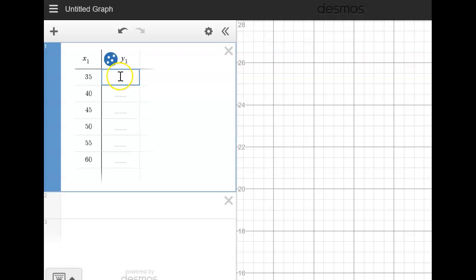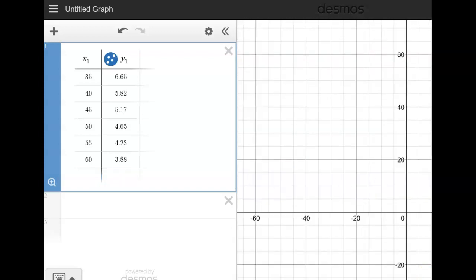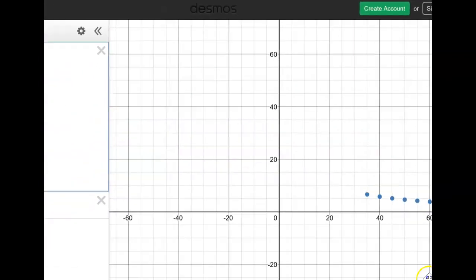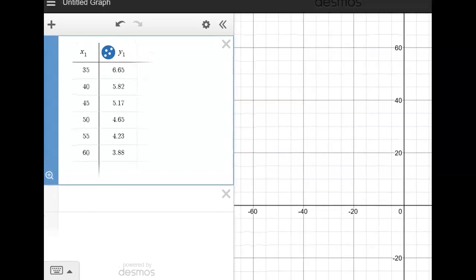Now our output or our Y values, they have to correspond. So according to the table, it's 6.65, 5.82, we've got 5.17, we've got 4.65, 4.23, and 3.88. So if you notice, I'm going to zoom out. We can probably see it on the graph. So notice we can see them on the graph over there. We want to see the line that's going to go through those.